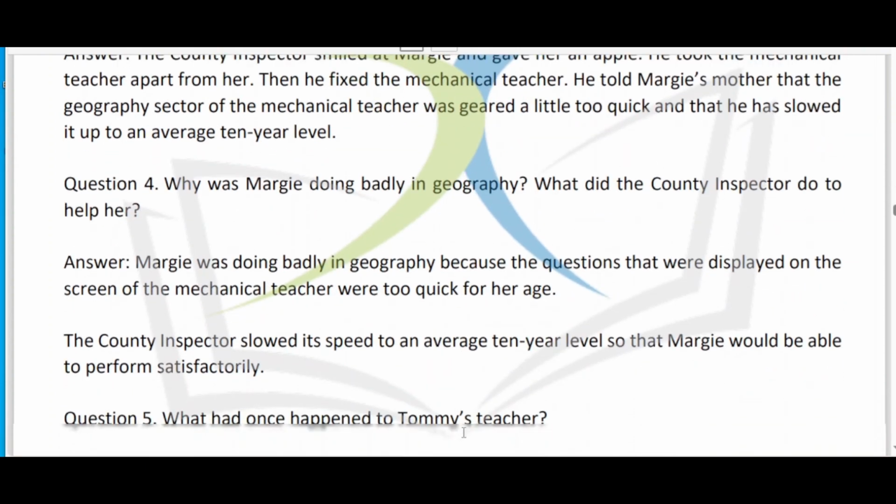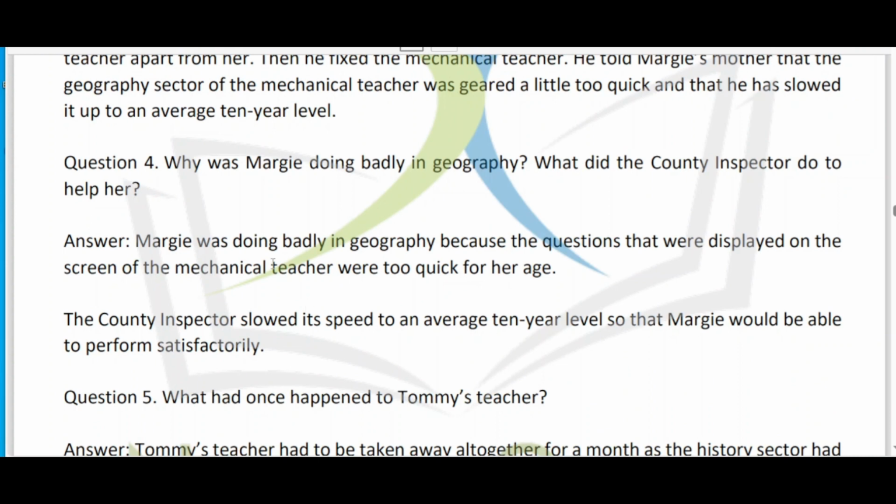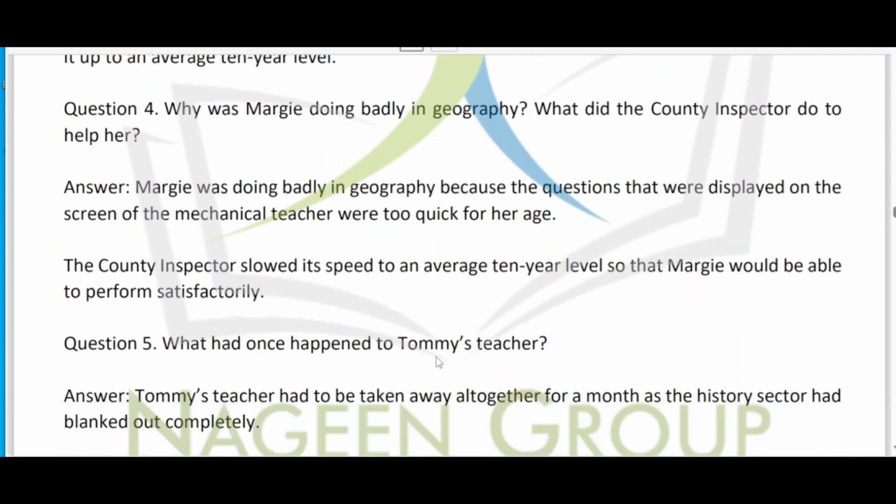Why was Margie doing badly in geography? And what did the county inspector do to help her? Same thing. Because in the geography sector, all the questions displayed on the screen of the mechanical teacher were a little too quick according to the age of Margie. The level of Margie is different from the level of the geography sector's questions. So what did the County Inspector do? The County Inspector slowed its speed to an average of 10 years, because Margie was already 11, so that Margie could perform satisfactorily. He slowed its speed according to the level of Margie, so she can improve herself properly.